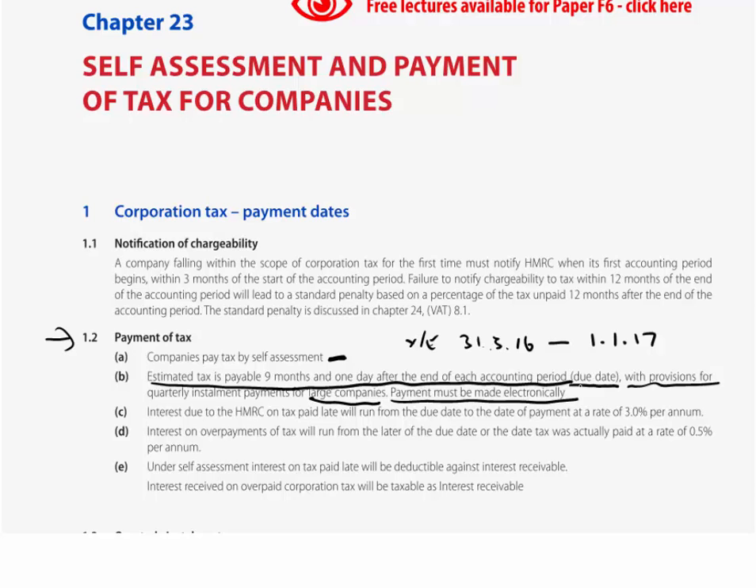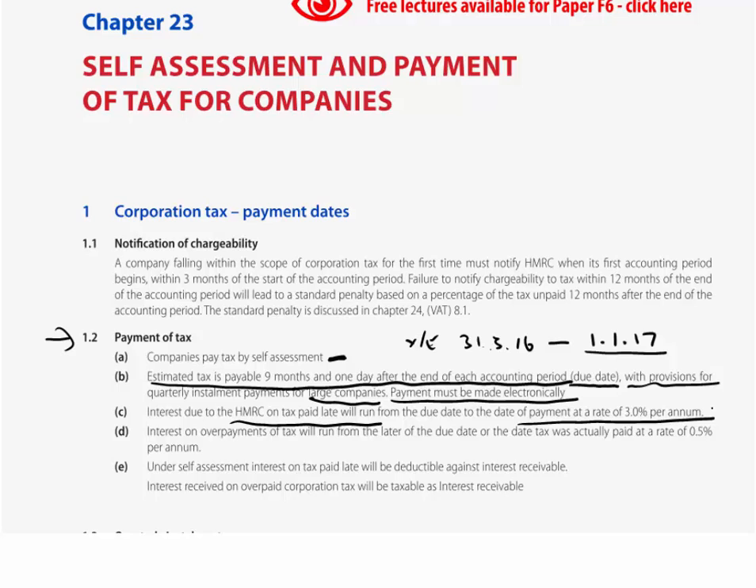It has to be done electronically. Interest will be due to the HMRC on any tax paid late and will run from the due date to the date of payment. So if we miss that deadline of the 1st of January 17 by which to pay the corporation tax, then interest will fall due and will run at a rate of 3% per annum.